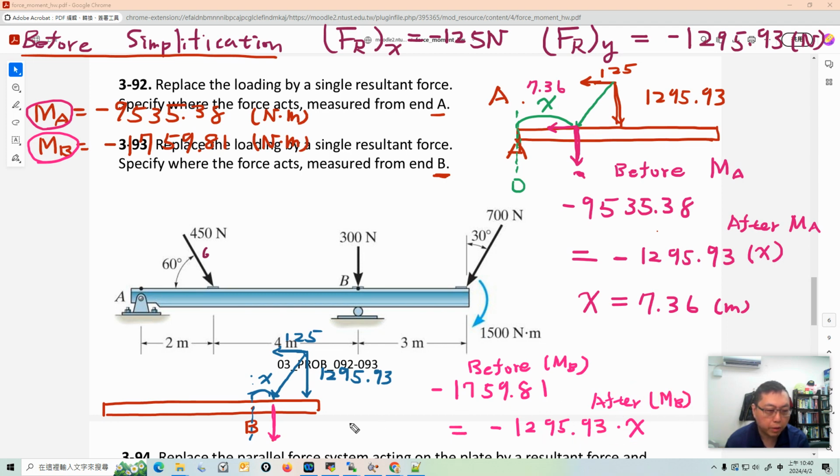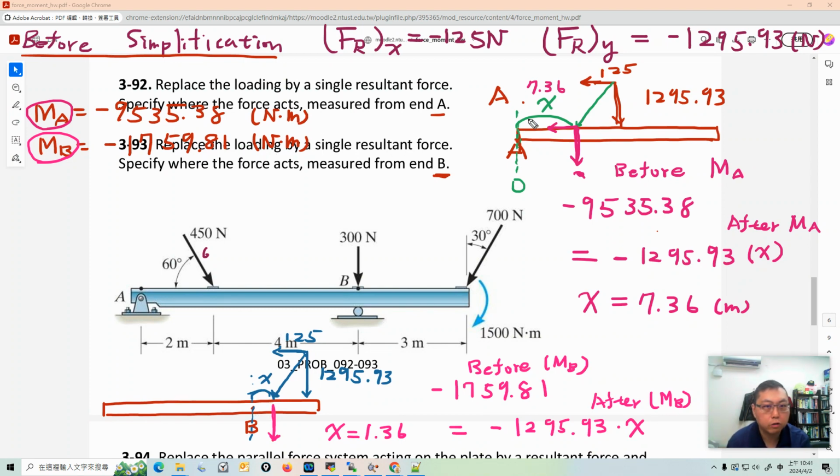So X will be really positive. The answer is 1.36. That means our resultant force is really at the right-hand side of the reference point, at a distance of 1.36. Since it's positive, it's at the right-hand side of the reference point.